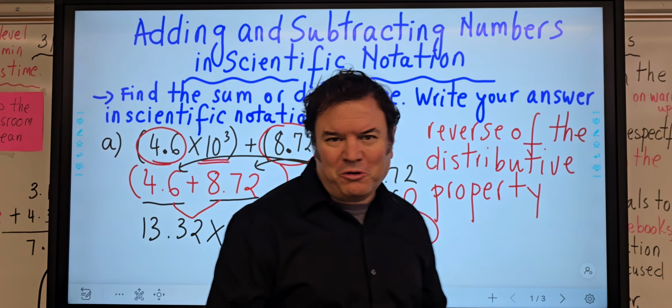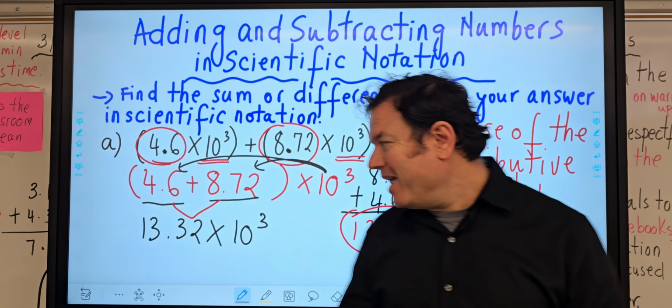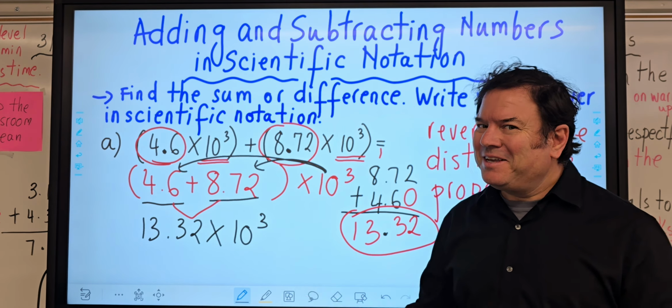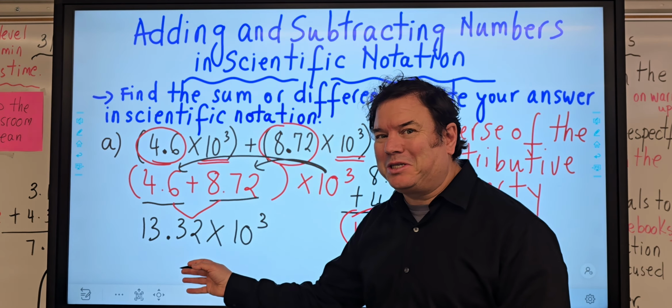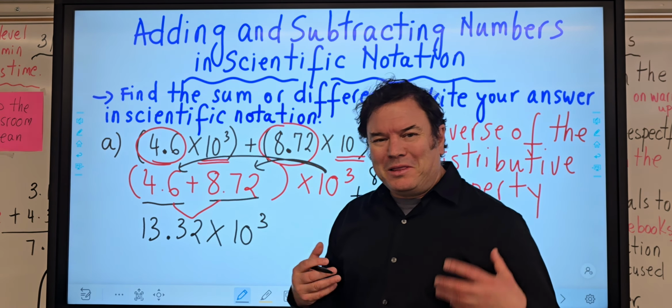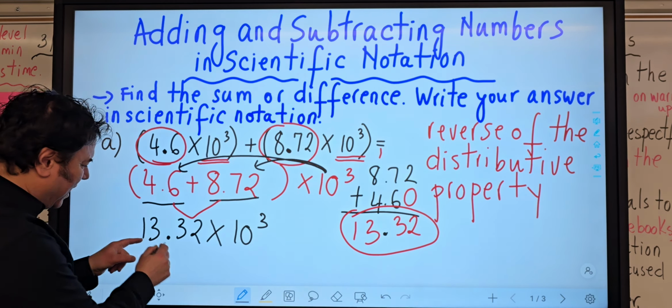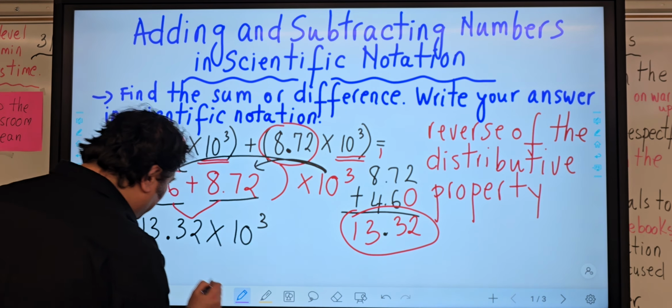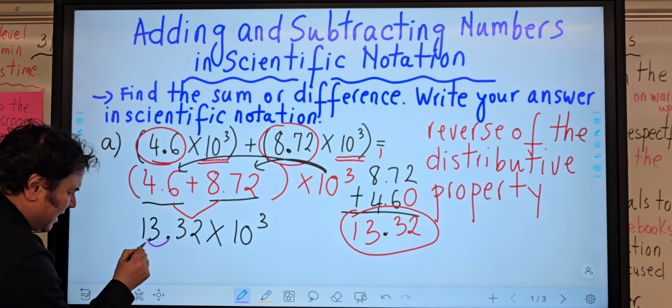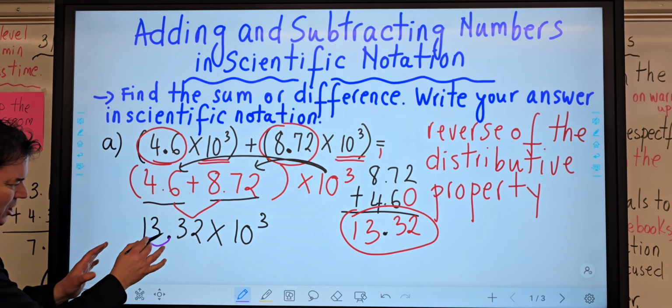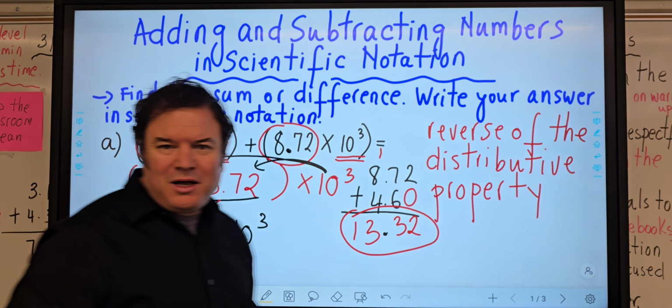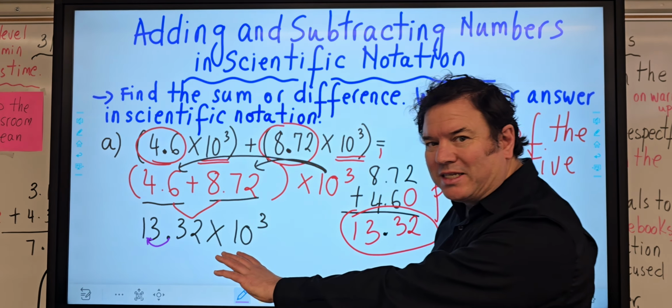And I have a question for you. Are we done? And the answer is not yet, because the decimal point is placed after the second digit. And remember, numbers written in scientific notation should have the decimal point placed between the first and the second digit. So we have to move the decimal point to the left one place.